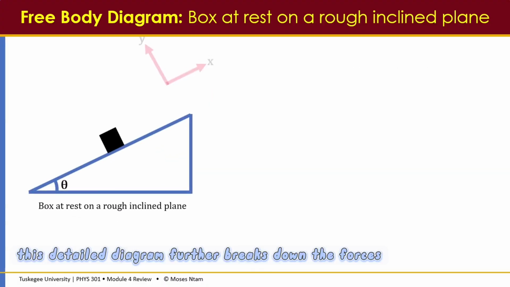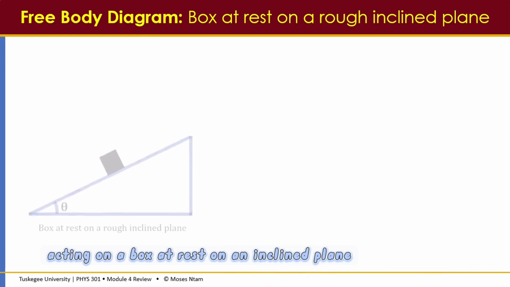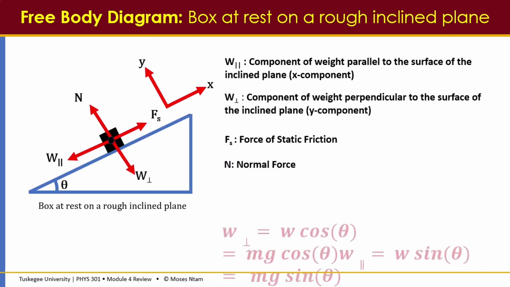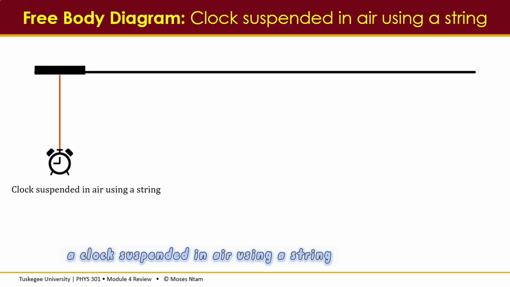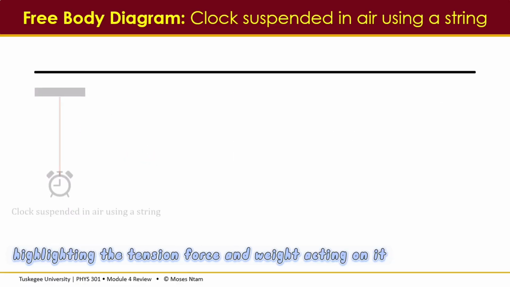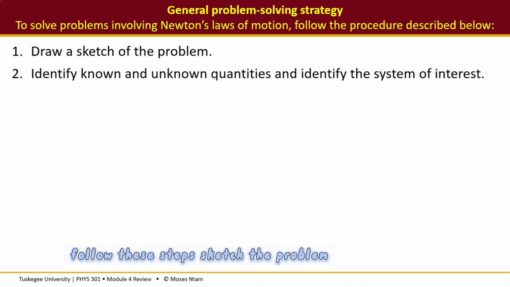This detailed diagram further breaks down the forces acting on a box at rest on an inclined plane, using trigonometric functions to resolve weight into components. A clock suspended in air using a string is shown in this diagram, highlighting the tension force and weight acting on it. To solve problems involving Newton's laws, follow these steps.